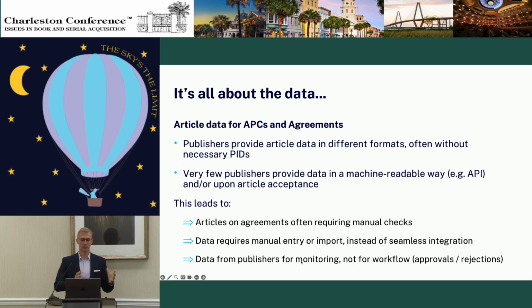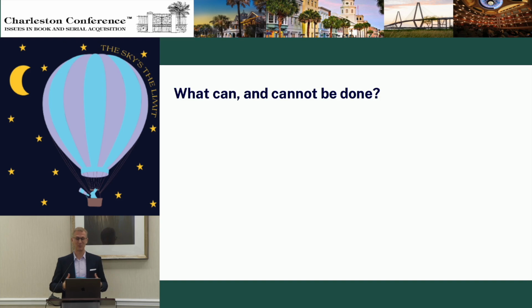We can get data once it's published, we can monitor what has happened, but we cannot automate the actual interactions around it. So this sounds very dark and terrible and depressing, but there is hope. So the question is, what can and cannot be done?